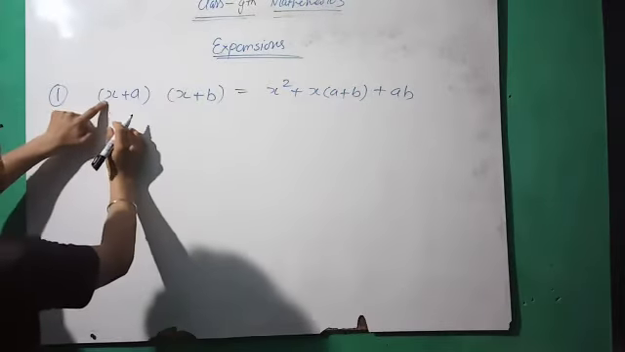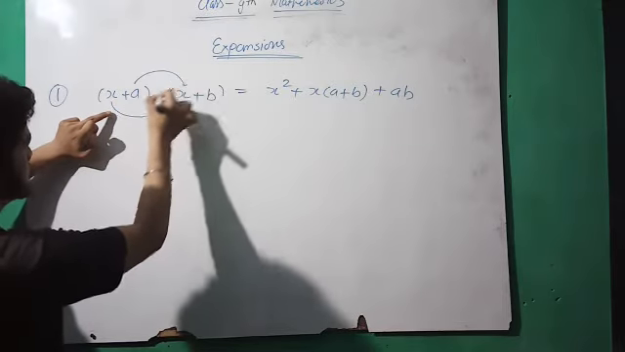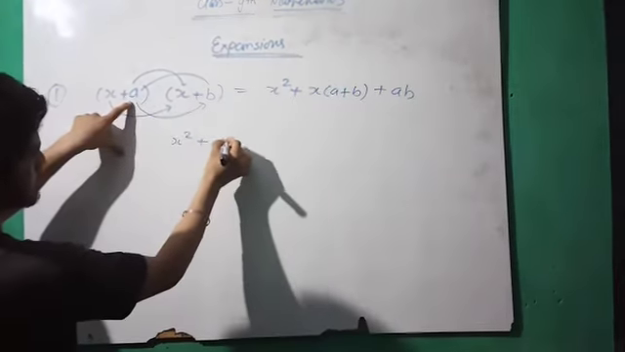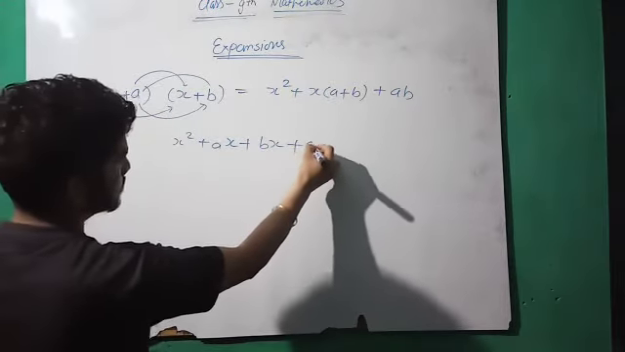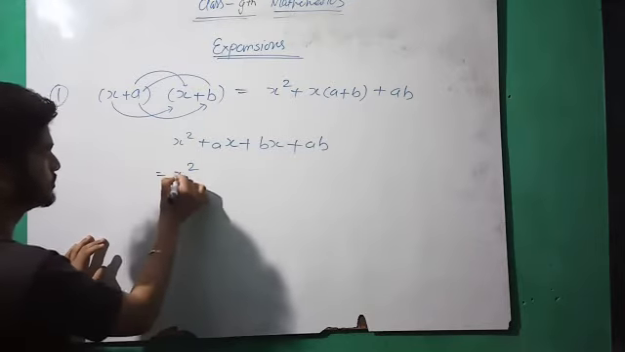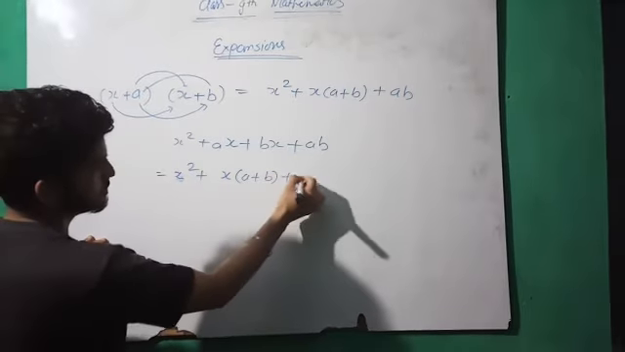Similarly, we have to multiply this number with this, then ax, bx and ab. Okay, we have four terms: x square plus ax plus bx plus ab. The final term is ab. Then we can take x as common from this: x square plus x(a plus b) plus ab.